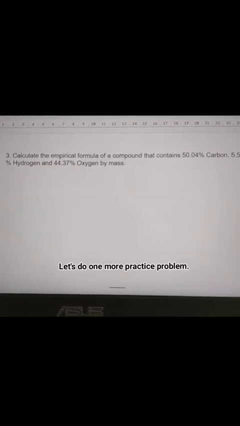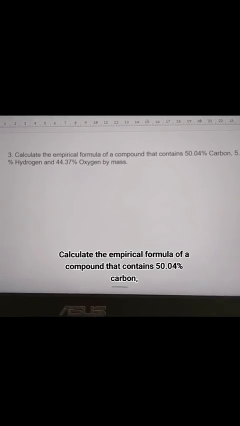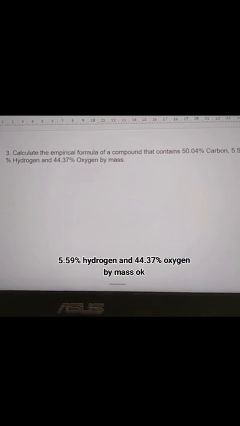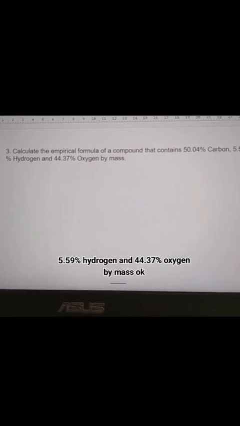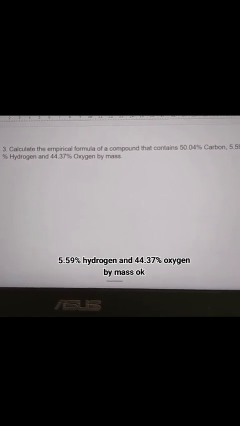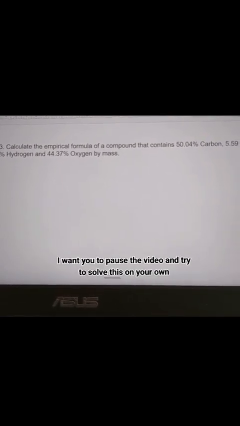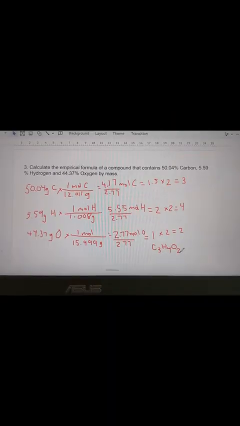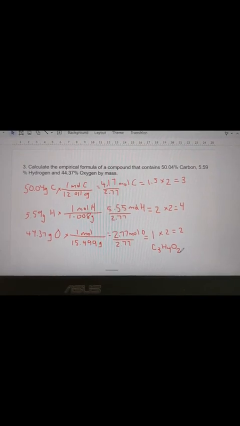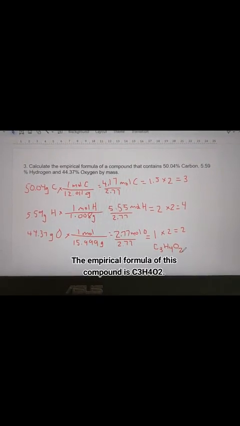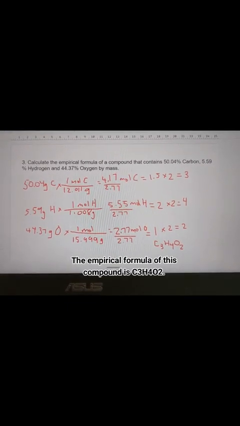Let's do one more practice problem. Calculate the empirical formula of a compound that contains 50.04% carbon, 5.59% hydrogen, and 44.37% oxygen by mass. Okay, I want you to pause the video and try to solve this on your own. Did you get it? The empirical formula of this compound is C3H4O2.